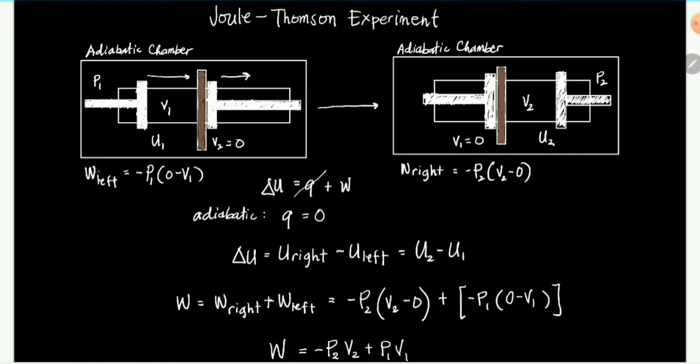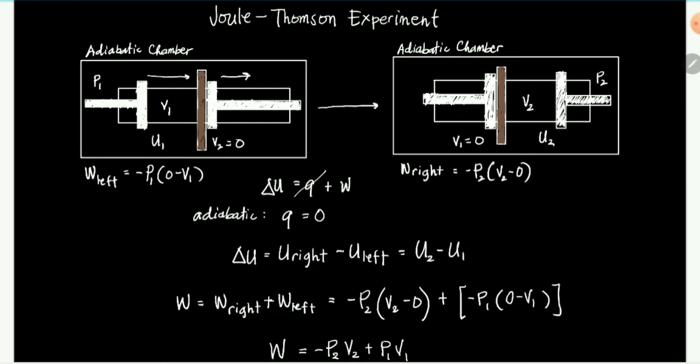Then the chamber is adiabatic. So there is no heat exchange between the system and the surroundings, vice versa. So the delta U of the system is conserved inside, because there is no change in delta U involving Q. So this is just pure work. Since Q is 0, delta U is equal to Q plus W, Q is 0, so therefore delta U is just equal to W.